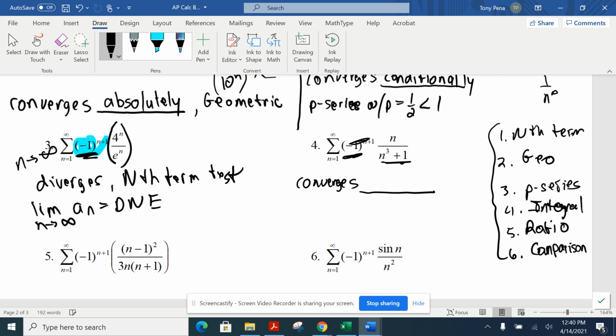And then it's now determining if this wasn't here. So if I got rid of the alternating part, would this guy be okay on its own? And to determine if this guy is okay on its own, now we've got to revisit all of these other options. Definitely not geometric, so it's kind of through a process of elimination, we can get rid of this. It is not a p-series, because that has to be a constant in the numerator and then just your variable in the denominator, so we don't have that.